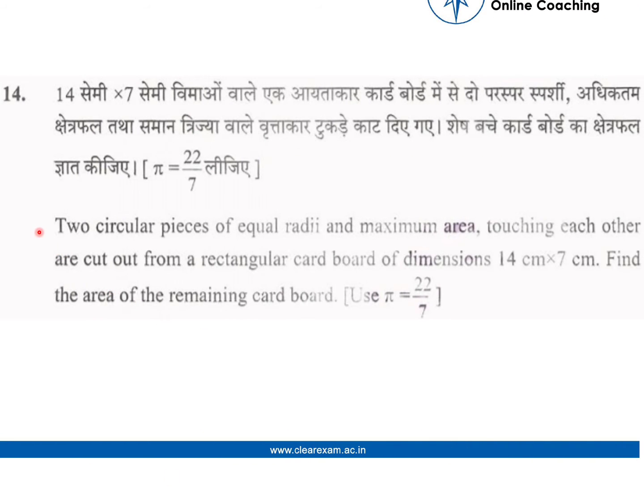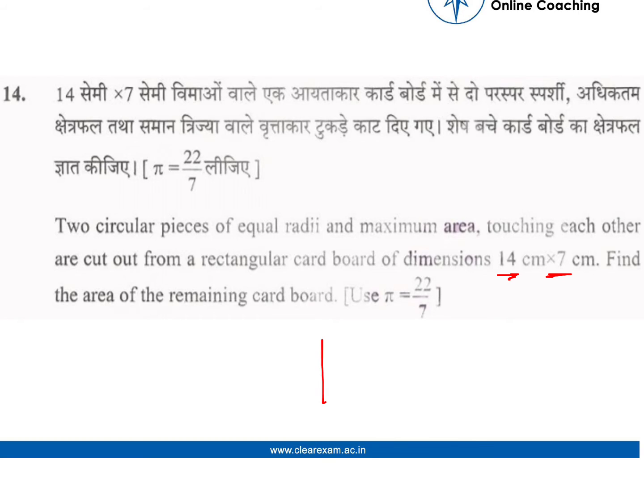So this is the question. Two circular pieces of equal radii and maximum area, touching each other, are cut out from a rectangular cardboard of dimension 14 centimeter into 7 centimeter, meaning length into breadth. Find the area of the remaining cardboard.